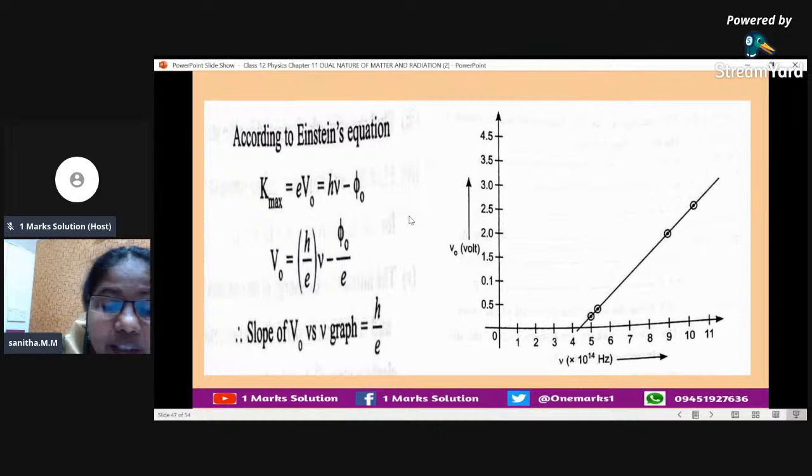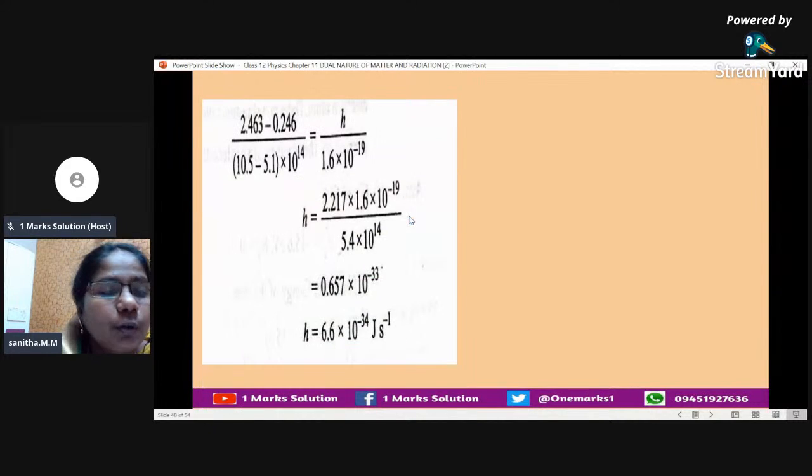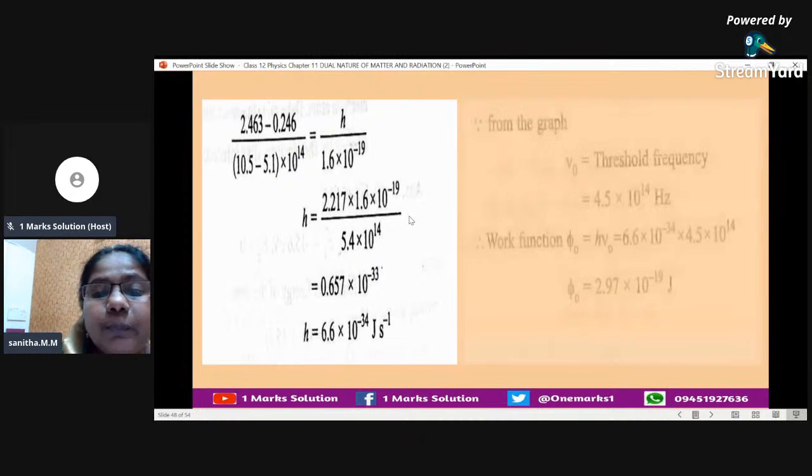When we compare with the equation of the straight line, y is equal to mx plus b, m is the slope. Slope is equal to h by e. From this, you will get h. h is equal to slope into e. e means the charge of an electron. You can see here, h we can find using this equation. h, you are getting 6.6 into 10 raised to minus 34 joule per second. That is the equation for Planck's constant.